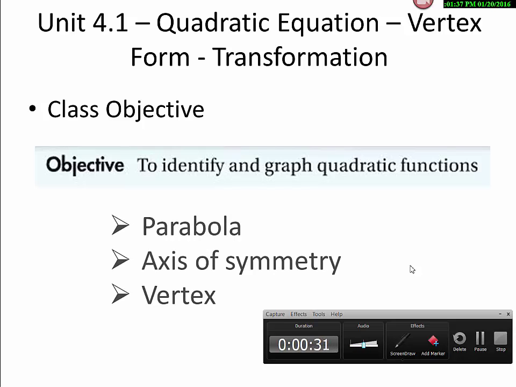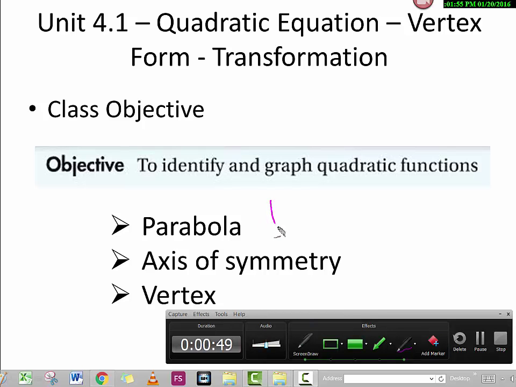quadratic function. So a couple of terminologies or concepts that you have to pay attention to are: first, parabola; next, axis of symmetry, and vertex. Parabola is something like this. Axis of symmetry is a line that actually cuts the parabola in half. Vertex is the point. We're gonna go into more details in the next slide.